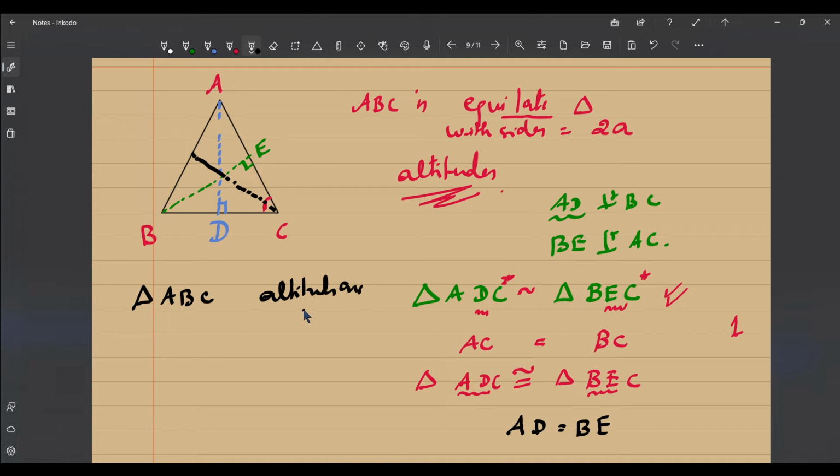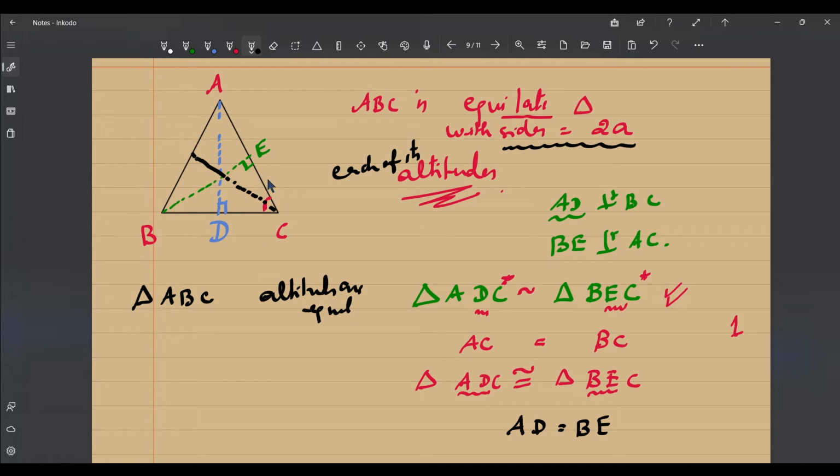So what I have tried to do here is make the answer to this question easier. That is, we have been asked to find each of its altitudes. Now it's enough if you find one, because we know that all of them are equal.